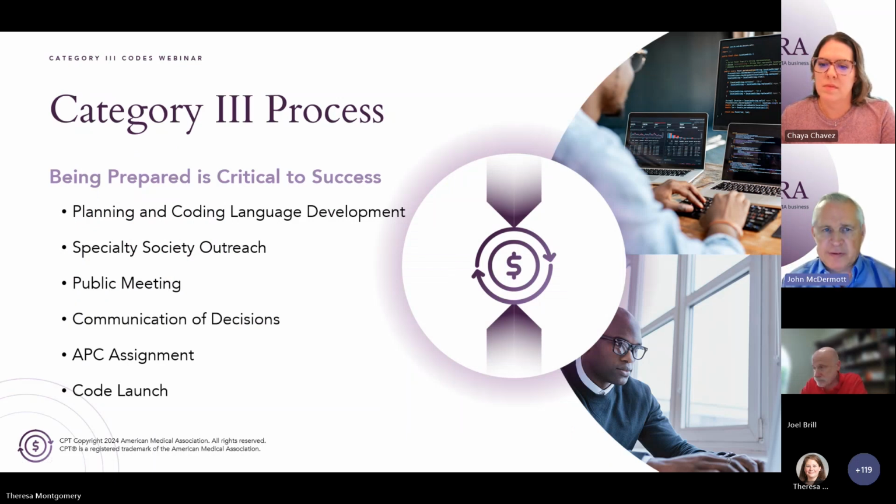And now we want to spend a little bit of time on the Category III process. There are multiple steps here. It begins with, I guess, planning your strategy and then developing the specific coding nomenclature that you're going to put in the application. There's an element of specialty society outreach. There's a public meeting. Then there's a special process the AMA has for communicating the decisions. There's also a consideration for getting the new code assigned to an APC, which is something not a lot of people are aware of. It's extremely important. And then all of this is happening in advance of the actual code launch itself.